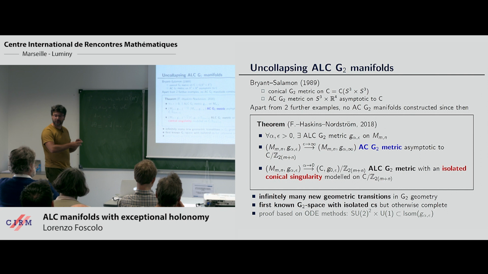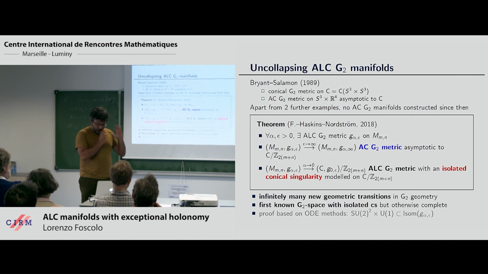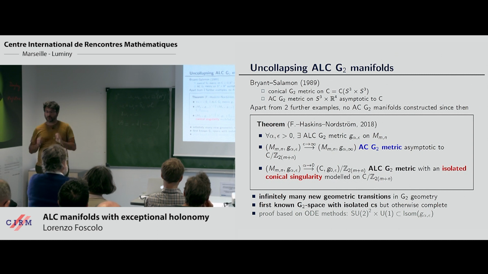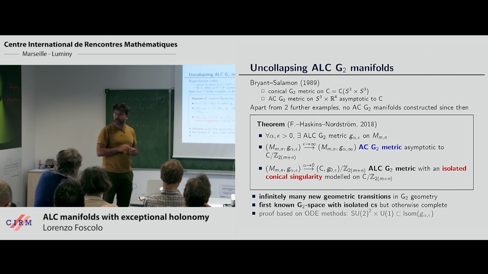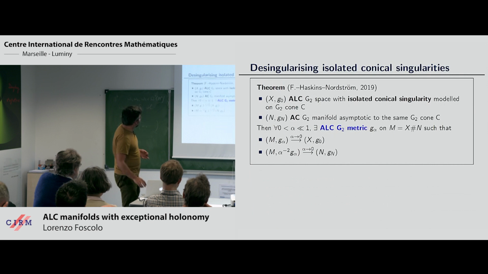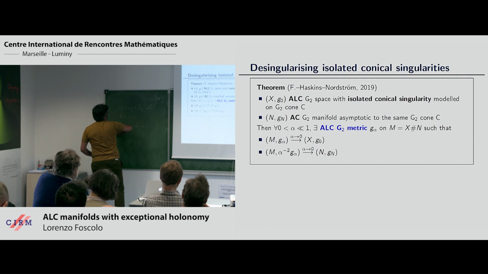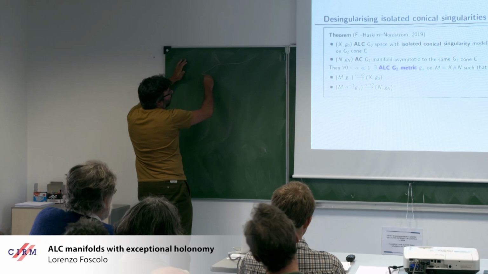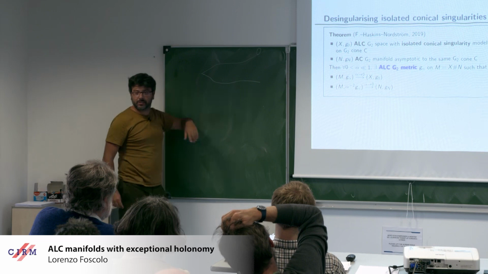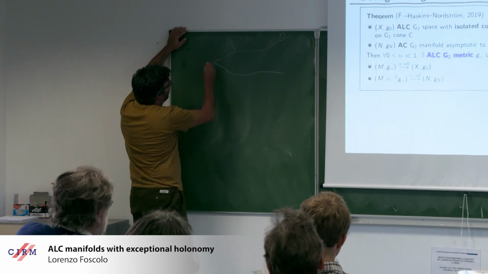But really the focus today is to try to use these to get some G2 metrics by this high dimensional version of the construction by Biquard and Minerve. The idea there was to start with an ALC space, with some fixed circle fiber at infinity and an isolated singularity somewhere in the interior, and an asymptotically conical manifold asymptotic to the same cone.